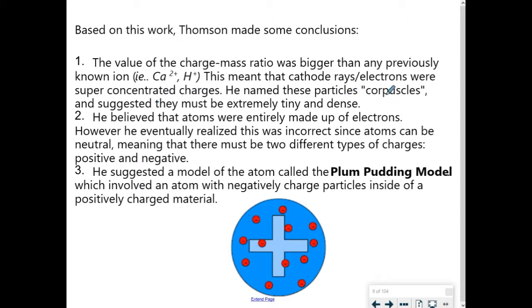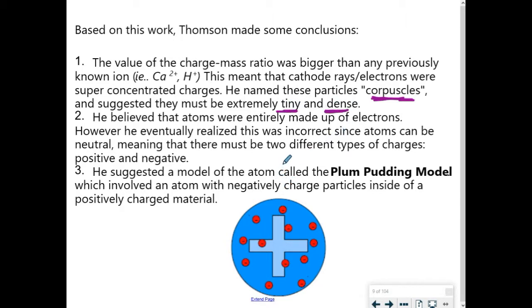And he gave this name, this is the weirdest name in the world, he called them corpuscles, is what he named these particles. Originally, he called them cathode rays, and then he later changed the name to corpuscles, and he called them these really tiny, dense subatomic particles.